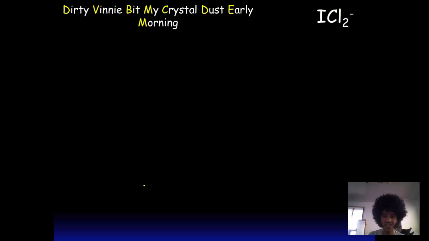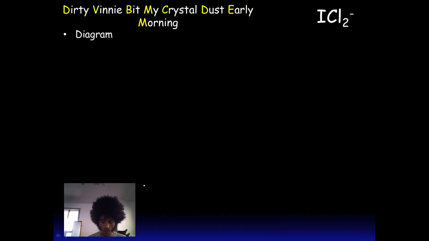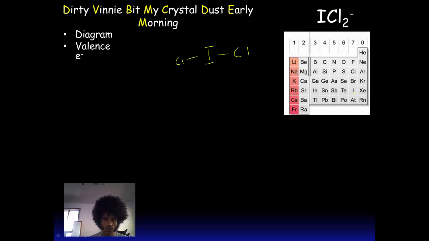So the example I'm going to go through today is ICl2-. Okay? Now let's go through the whole procedure. So first I have to draw my diagram. So I've got iodine, and I've got chlorine, and I've got chlorine. Okay? That's what my molecule looks like. It might not be accurate because it might be in a different particular shape, but we'll find out later. The next thing is valence electrons. Now I know iodine is in group 7, so I start off with the number 7.